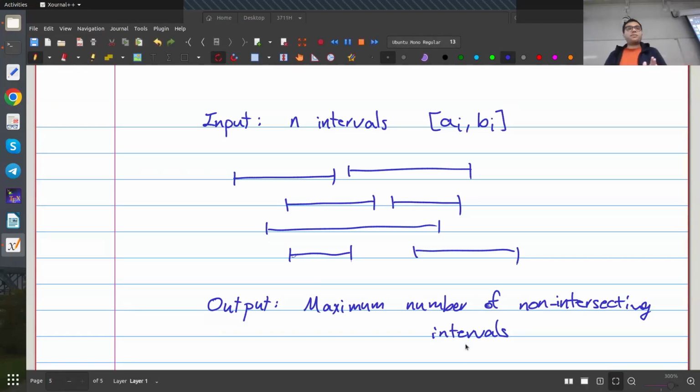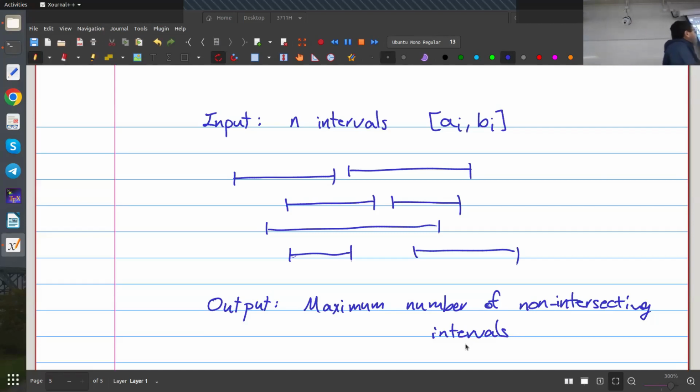I'm not really asking for the solution itself. I'm just asking for the number, but actually you can have a greedy algorithm that gives you an optimal solution as well. That gives you just a set of non-intersecting intervals that is as big as possible, the largest possible.